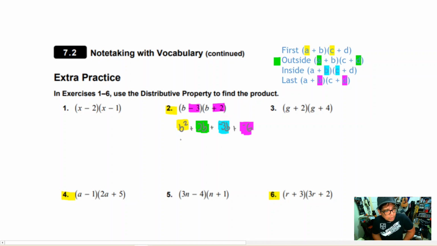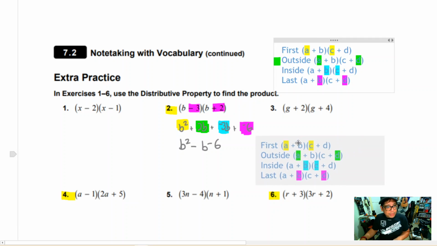Let's combine terms together. We've got a b squared, of course. That's going to be fine. A 2b and a minus 3b. That's the same thing as 3 minus 2, but opposite. So 3 minus 2 is 1. Opposite is minus 1, so minus 1b. And then, of course, the plus and minus 6, that's just minus 6. Of course, you don't actually need the 1 here. That's kind of extra. And we've done it. We've FOILed together.